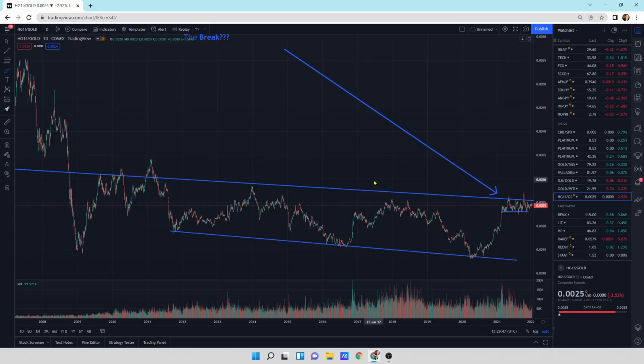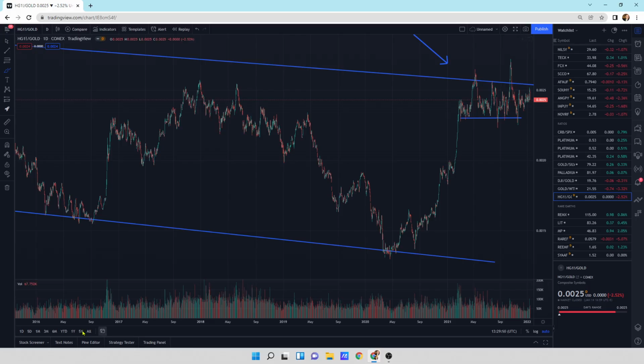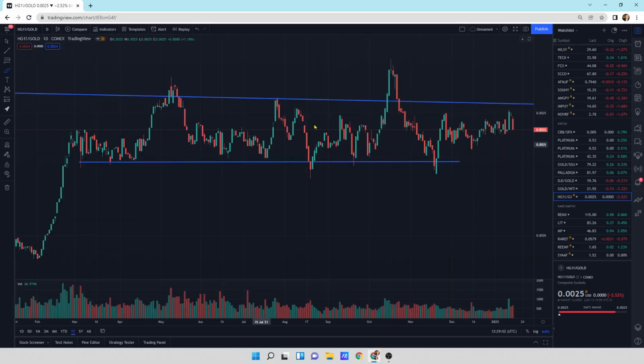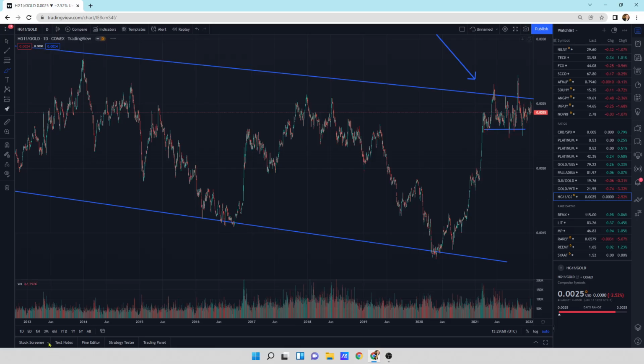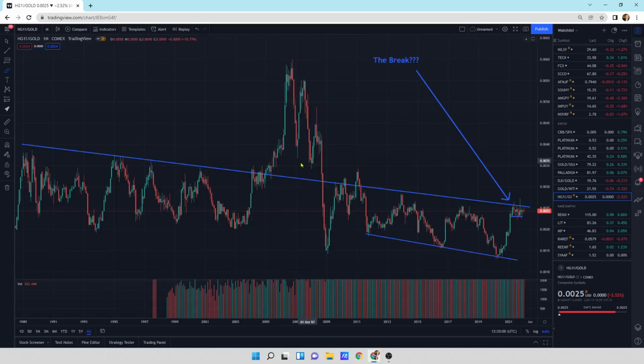Looking at the copper to gold ratio, it's just grinding sideways. It's at 0.0025. And when looking back at the big picture, last bull market, it broke to the upside where copper outperformed gold. Usually in an increasing interest rate environment, copper outperforms gold. I would suspect that copper is going to break to the upside here and outperform it just like it did here for some period of time. So that's kind of my take on it.